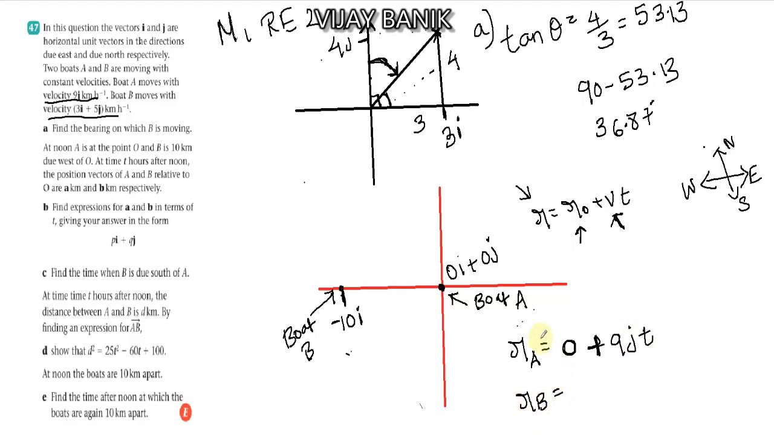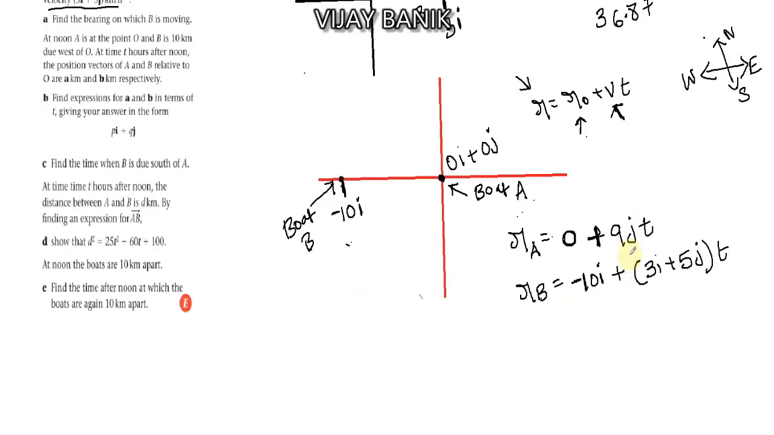If we go to position vector of B, the initial position vector, so position vector of B, yeah, minus 10i plus velocity into time. What was the velocity it was moving with? 3i plus 5j t. So if you scroll down and make i and j common, RB is going to be minus 10 plus 3t i plus 5j t. Okay, so this is the position vector of A and position vector of B at afternoon. So B part is done.